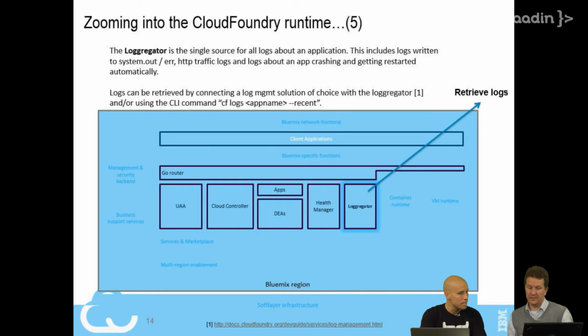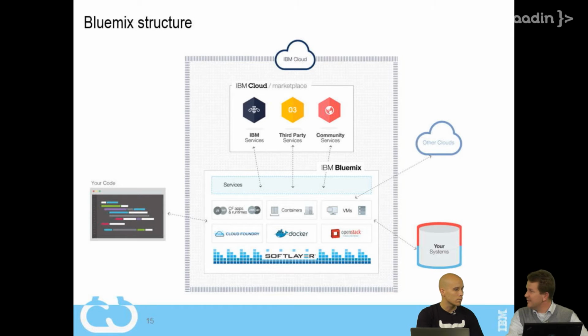One of the things I would like to point out is the log aggregator. That is something you can actually interface with the CF logs command to see all the logs. So this is all the logs written to system out, system err, HTTP traffic logs, and logs about the crashing or stopping of apps. So that can be managed and run through an external command. You can keep track of that and take actions upon what's happening in the logs. So that concludes that part about the inside of Cloud Foundry.